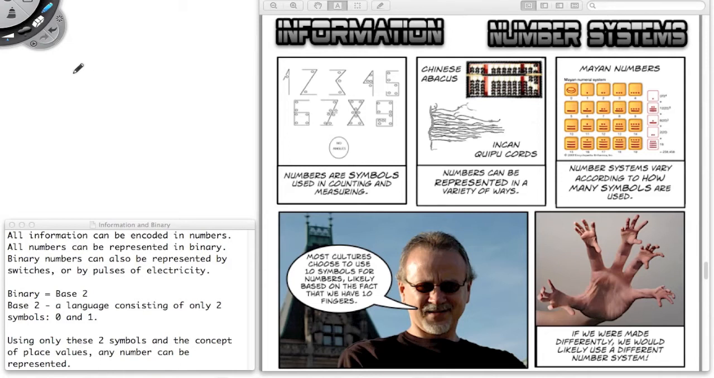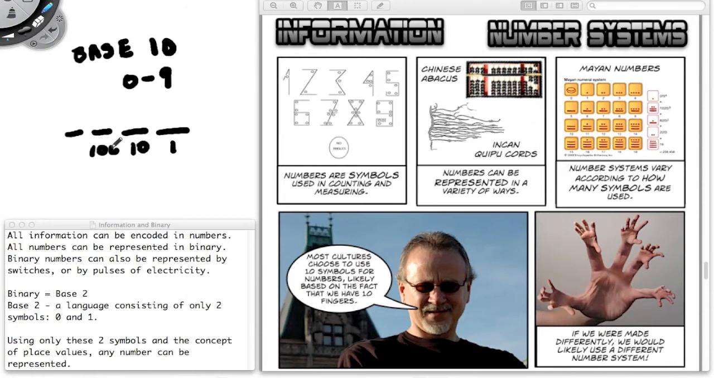But there are other number systems. You don't have to use 10 symbols. Decimal is called base 10, and the reason is there are 10 symbols, 0 through 9. It's not only these symbols that allow us to encode numbers this way, it's this concept of place values that we learned in elementary school. In the base 10 system, each place value is 10 times the one before. So we have the ones place, the tens place, the hundreds place, the thousands place.